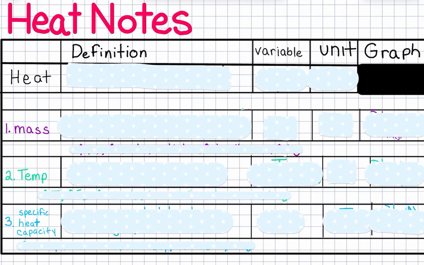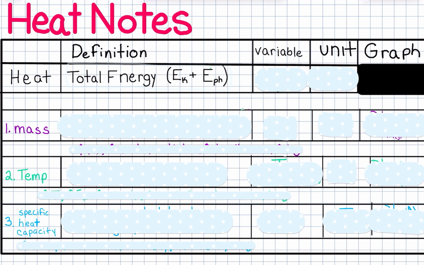In class, we've been talking a lot about heat. Today, we're going to talk about heat and the different variables that impact it, and specifically the change in heat. And so first, heat is the total energy, which means EK plus EP.